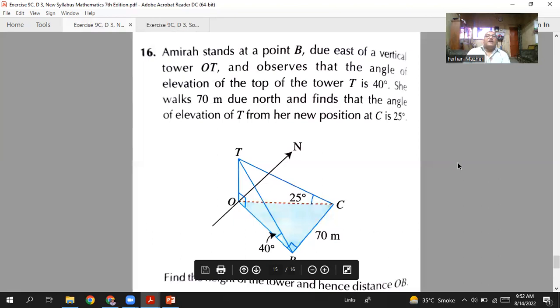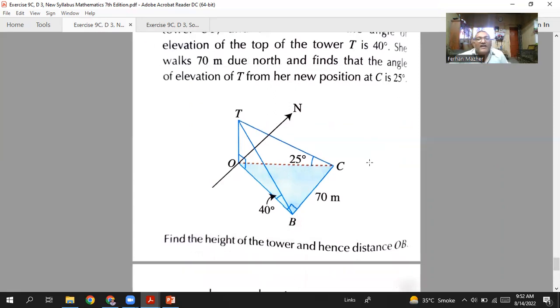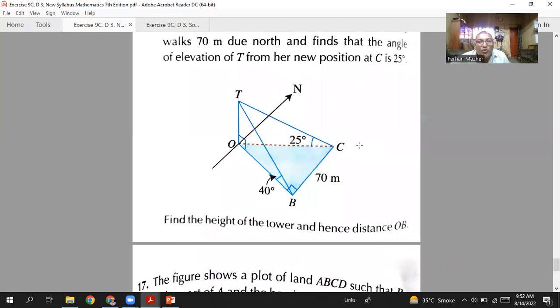It says, Amira stands at a point B due east of a vertical tower OT and observes that the angle of elevation of the top of the tower T is 40 degrees. She walks 70 meter due north. If she is going north, it is in this direction now, you see. She walks 70 meter due north and finds that the angle of elevation of T from her new position at C is 25 degrees. Find the height of the tower and hence the distance OB.